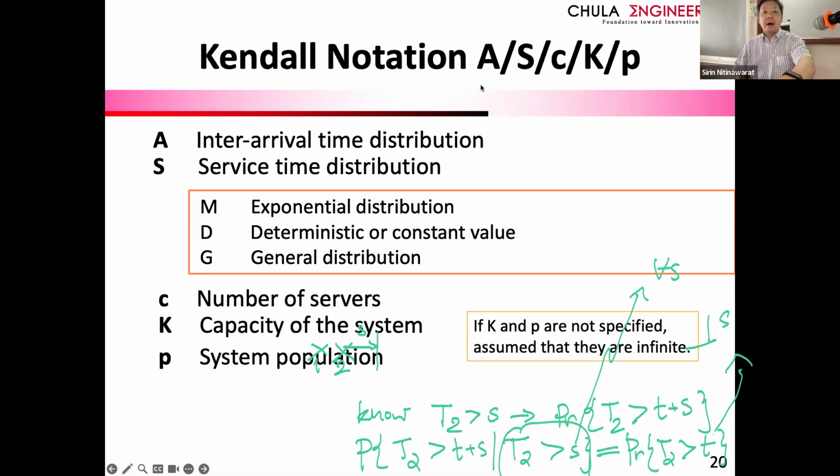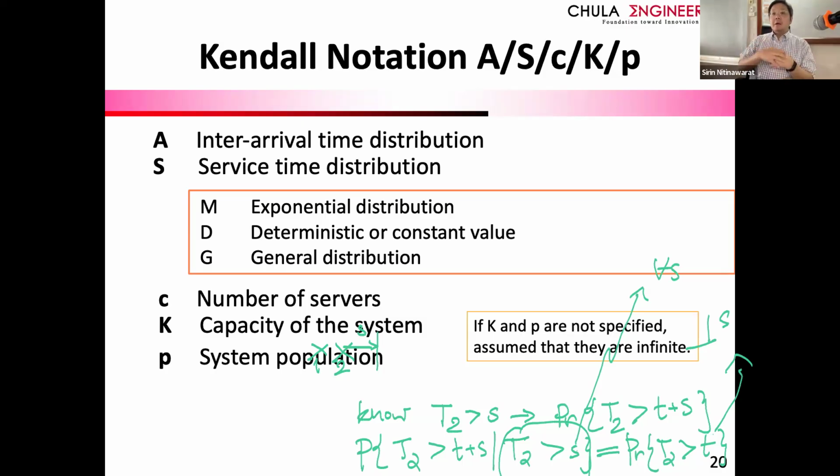First one is for the arrival process. Second one is for the service mechanism. Third one is the number of servers. Fourth one is the capacity of the system, meaning the full size of the system. Meaning that if the system is full and another customer is coming in, then that customer has to be denied the service. So this is related to the capacity of the queue as well.